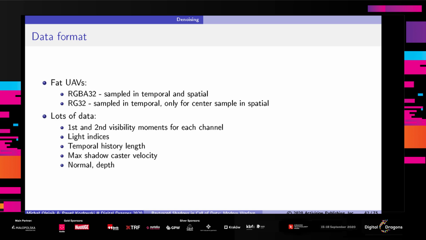And to compute variance, we need to store both first and second visibility moments for each channel separately. So this means that we store the value of the signal of the visibility and also the square of the visibility. After the first pass, we also keep per pixel normals and depth in the same UAV. That way we can avoid extra memory fetches from separate textures. There is also some other data that is needed for various heuristics that determine temporal and spatial filter strengths.